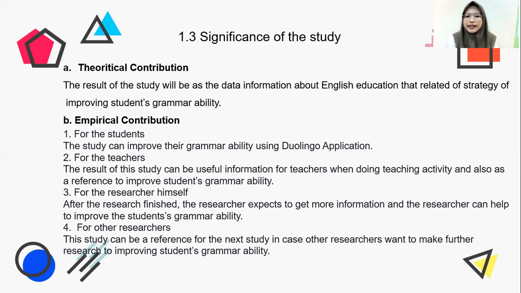Next, significance of the study. There are 2 points here. First, theoretical contribution and empirical contribution. So from the theoretical contribution, the result of the study will be data and information about English education related to strategy of improving students' grammar ability. Empirical contribution.